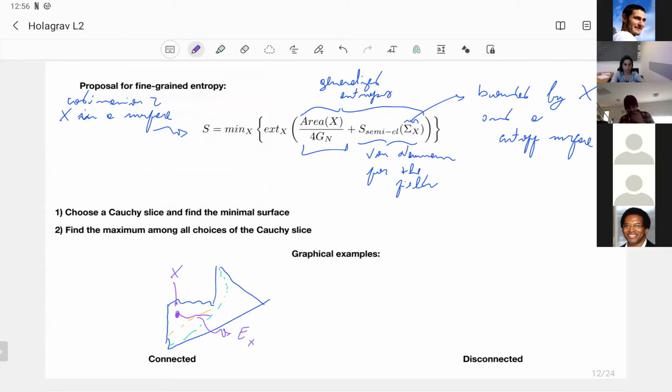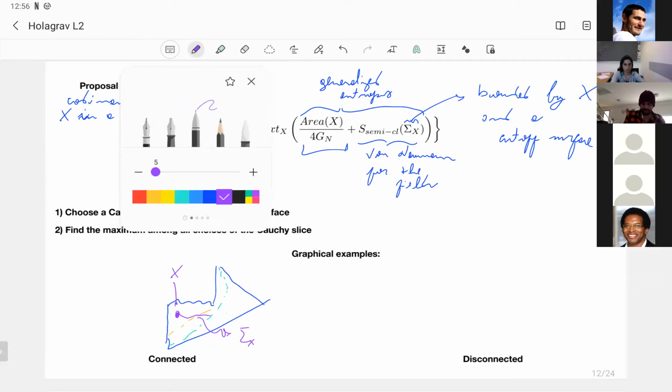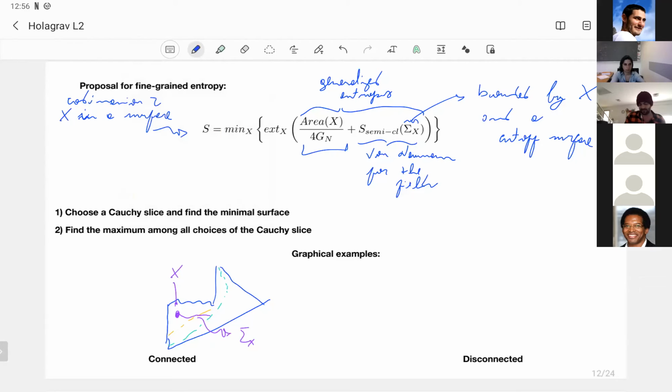But you can have, in some cases, two diagrams that compete. One is this, that is connected, but there is another one that is not connected.